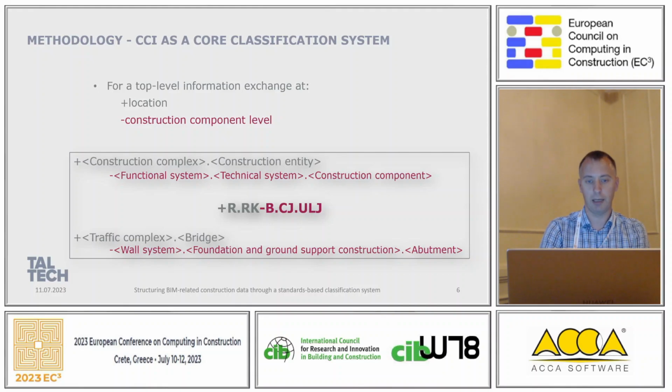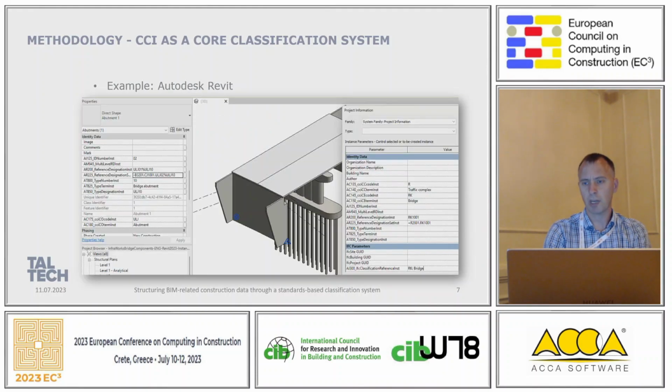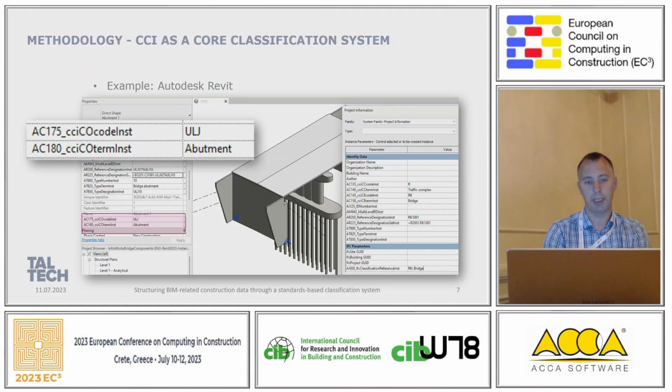You see here, the red part is the construction component level. We start from the right-hand side. This ULG is a construction component. It belongs to some technical system, and the technical system belongs to a functional system. Then we can also divide those codings into two parts, so we don't have to use those long codes. We can also show the construction entity connection and complex connection. Here you also see some letter codings that are available in those CCI core tables. I will also show some software-based examples later on, but here are quick examples already.